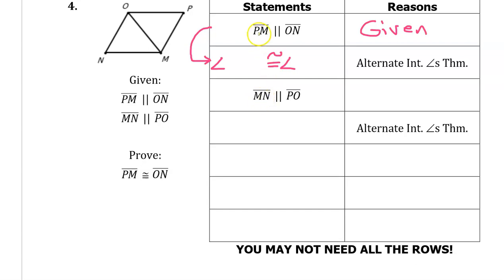Okay, PM is right here. ON is right here. So those are the two lines that are parallel. Now look for the transversal that cuts across between them. So here is the transversal. Hopefully you can see the N shape that is formed by the parallel lines and the transversal.